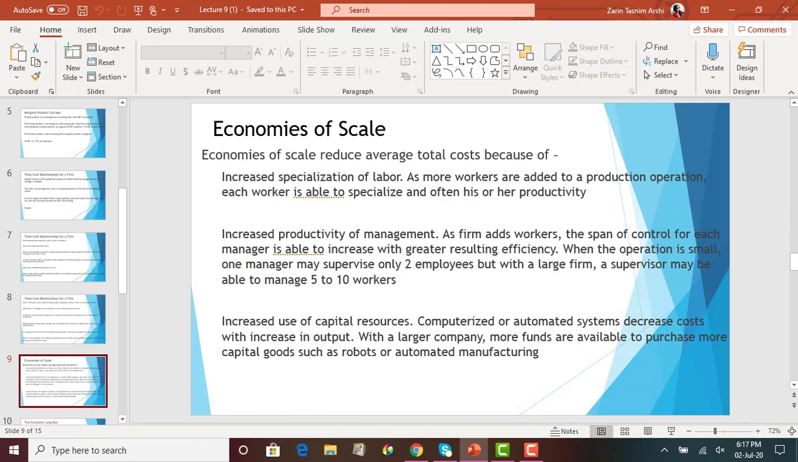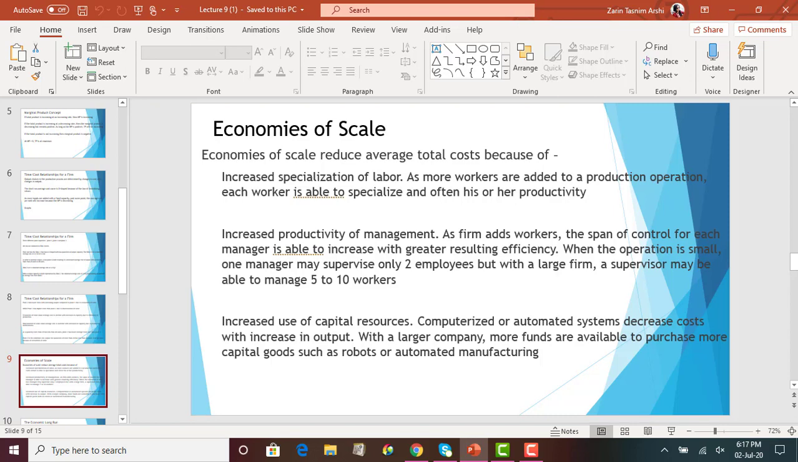So why do economies of scale reduce average total cost? We just said that because of economies of scale, the average total cost will go down with the increase in output. Why does that happen? There are three reasons. The first one is increased specialization of labor. As you add more labor, more workers become specialized in what they're doing. Let's say I am producing mobile phones, then one person will be involved in designing the chip, another person will become specialized in assembling the mobile, a third person will be specialized in marketing the mobile phone. So different people will be specialized in different activities, for which your production efficiency will go up and your average cost will go down.